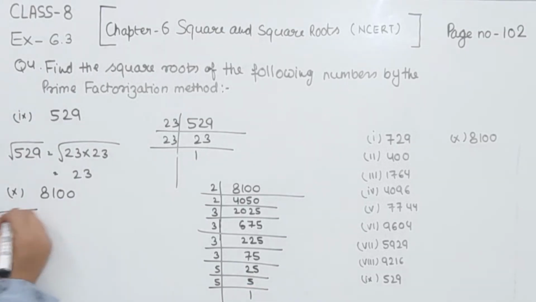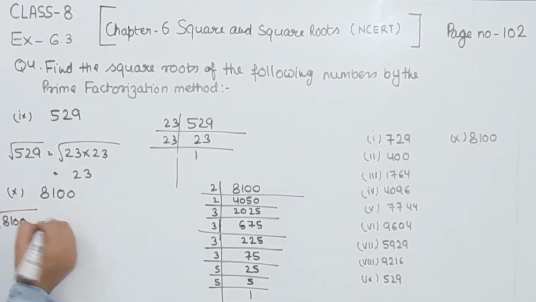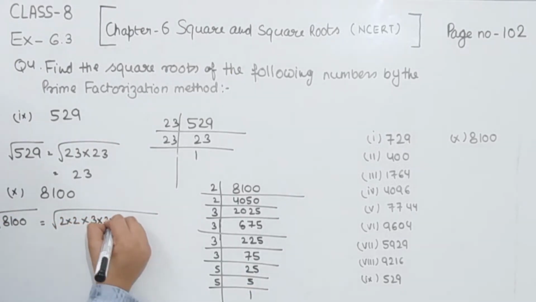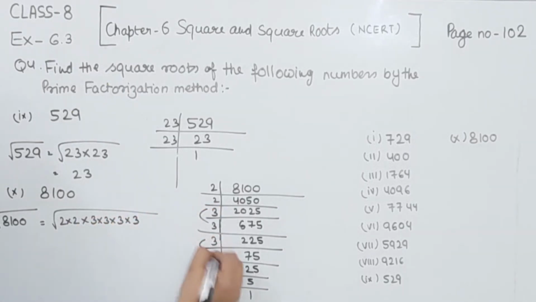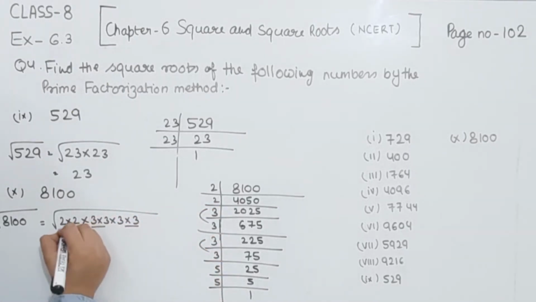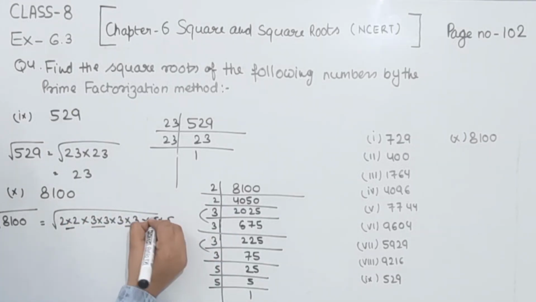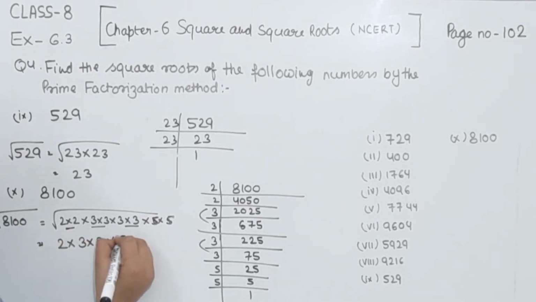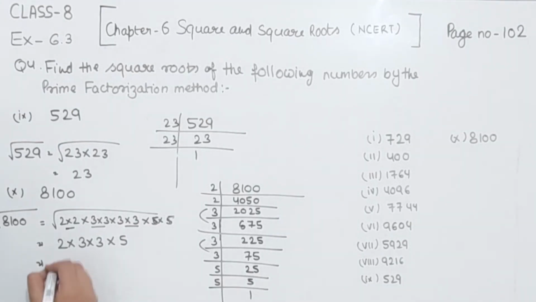So I am going to write here root 8100 is equal to, 1, 2, 3, 4. 1, 2, and 2 pairs of 3 and 1 pair of 2 and then again 1 pair of 5. So I am going to write here 2 multiplied by 3 multiplied by 3 multiplied by 5. So we are having 3 2s are 6, 6 3s are 18 and 18 5s are 90. So the square root of 8100 is equal to 90.